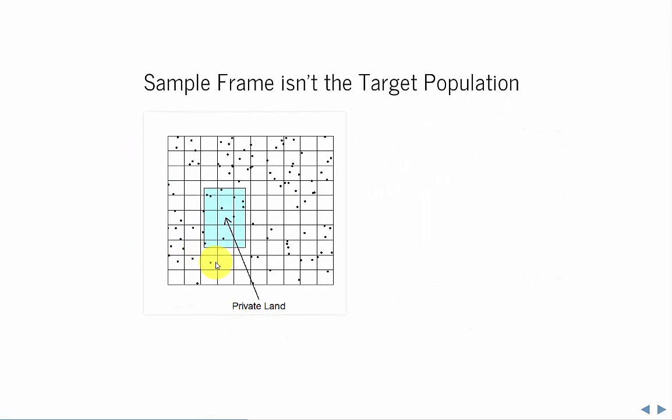However, it's possible that the sample frame is not the same as the target population. For example, there could be a block of private land which we do not have access to. We won't be able to access these individuals to count them. And the sample units that overlie that private land will not be available for selection in our estimation procedure.